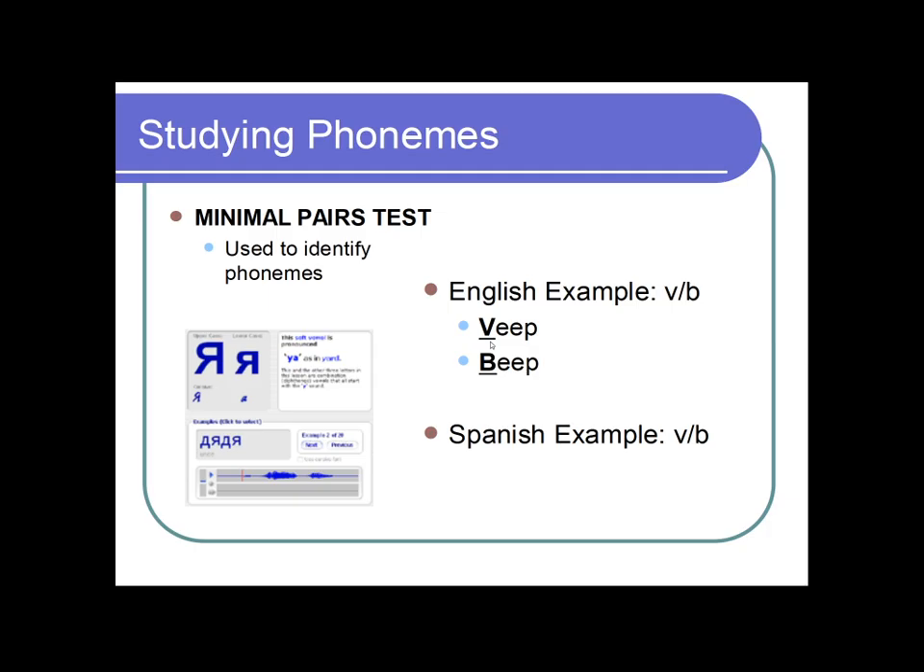I'm a native speaker of English, I can tell you that. Veep is an abbreviation for vice president. Beep, however, is an onomatopoeic word. That's a word describing a sound which sounds like the sound it describes. So beep, the sound a car horn makes. So we changed that from a political office to a car horn sound. We can say that very definitively in English: V and B are separate phonemes. They change the meaning of the word.